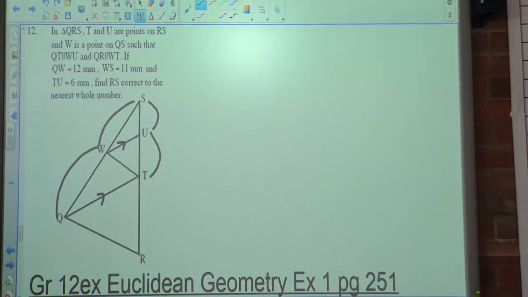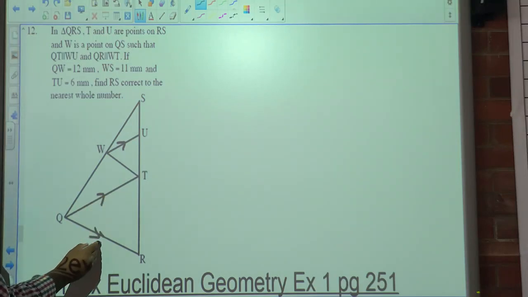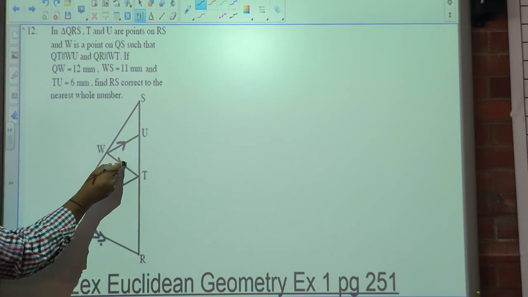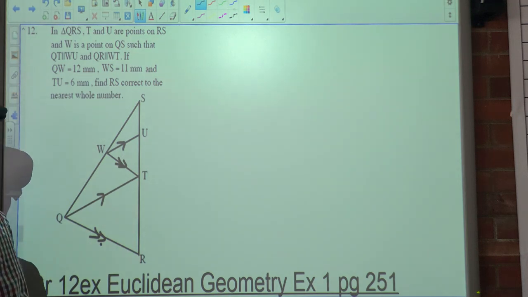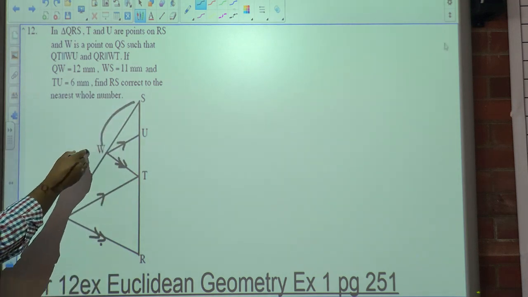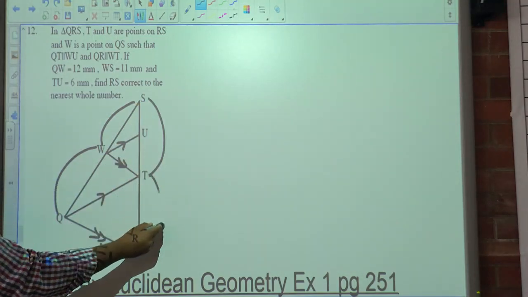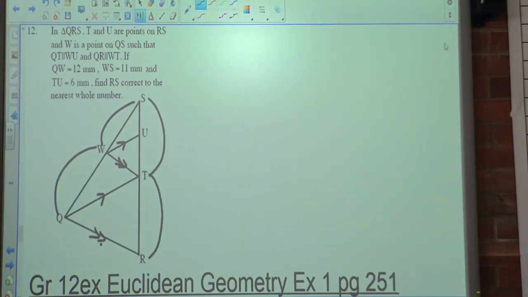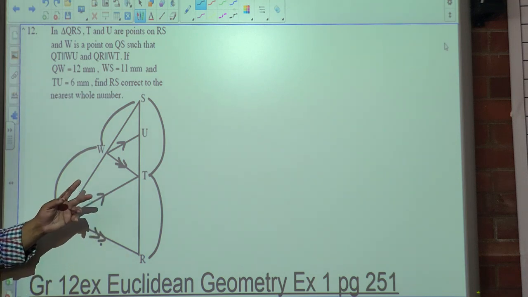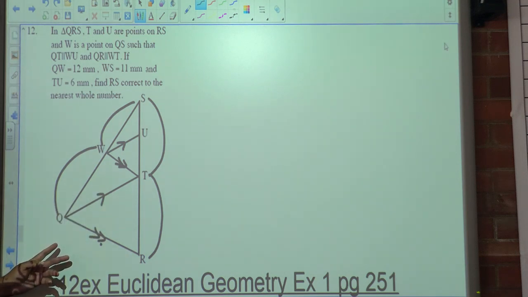Then we are told that QR is parallel to WT. People, if that's the case, what do we know? SW over WQ is equal to ST over TR. You see this SW over WQ came up twice already. Can you see that, people?